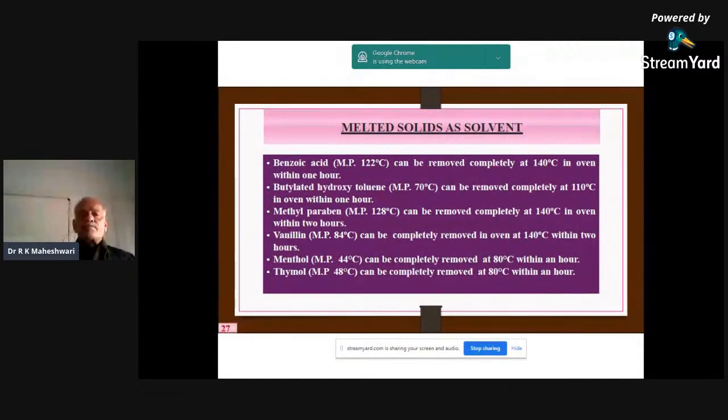Now, some new things for you: melted solids as solvent. Of course, in a short time I cannot explain this fully, but I want to tell you that, for example, benzoic acid has a melting point of 122. Benzoic acid can be removed completely at 140 degrees centigrade in an oven within 1 hour. I think I should leave this, otherwise it will take a lot of time.